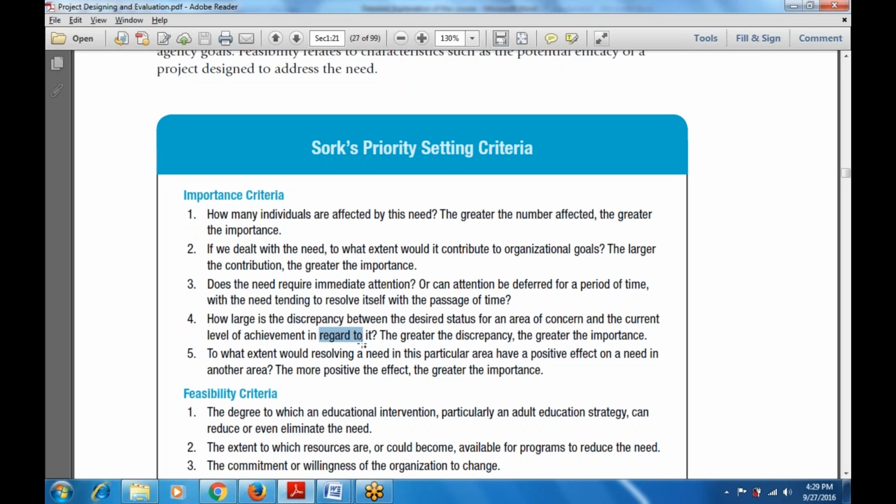To what extent would resolving a need in this particular area have a positive effect on a need in another area? The more positive the effect, the greater the importance. So whatever the positive effect, that area will be analyzed further.